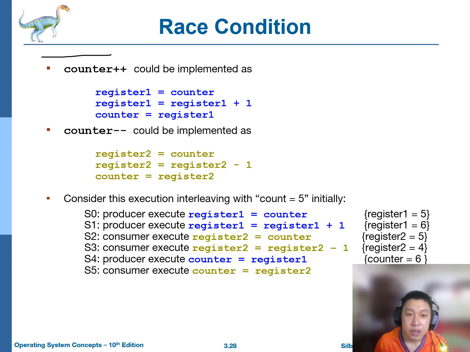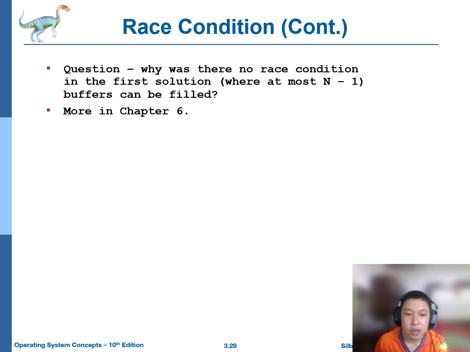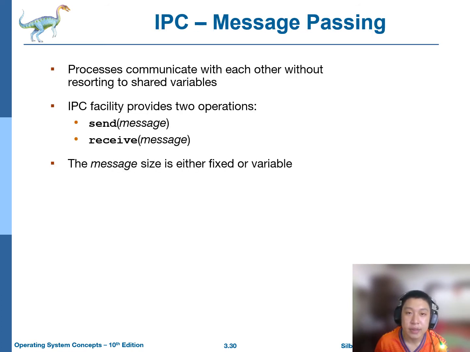This photo shows a race condition. Next slide: race condition. In the first solution, the buffer can be filled. More on this in chapter 6. Okay, IPC message passing.